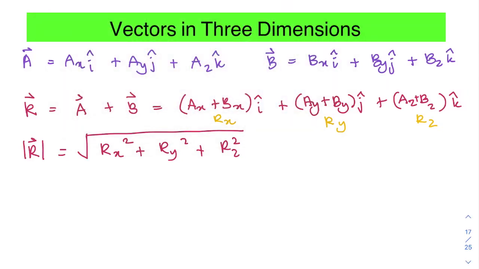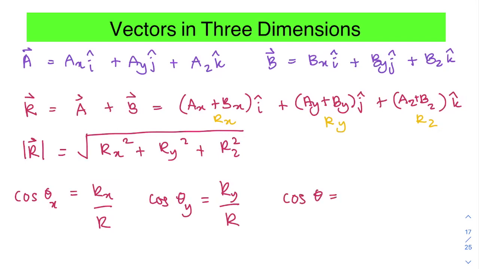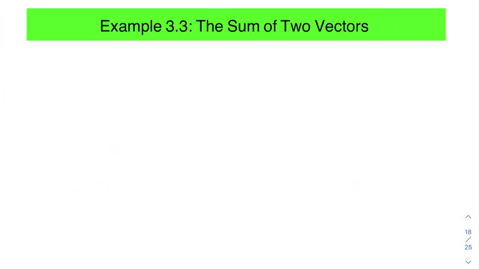So we've done up to magnitude. We haven't done up to the angle. So I give you few options. If let's say you want to figure out cos theta with respect to x, then you're going to use Rx over R. For cos theta with respect to y, it's going to be Ry over R. For cos theta with respect to z, it's Rz over R. Okay. So example 3.3.